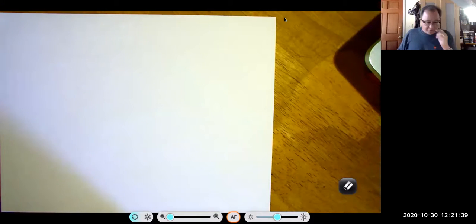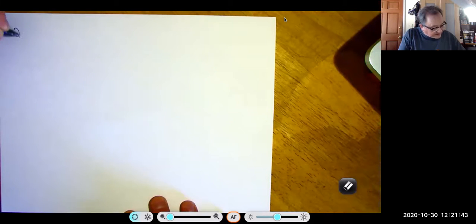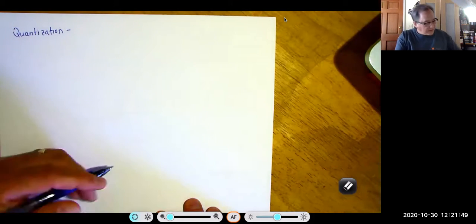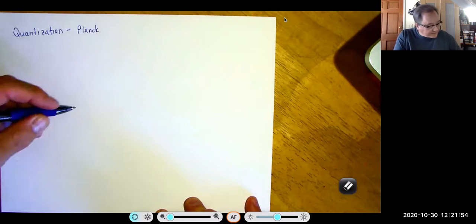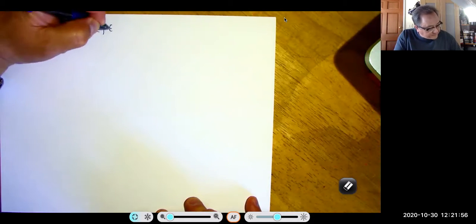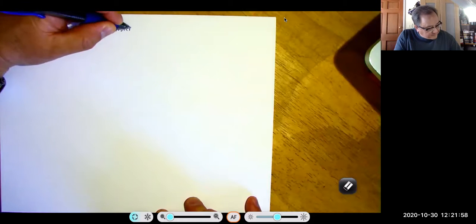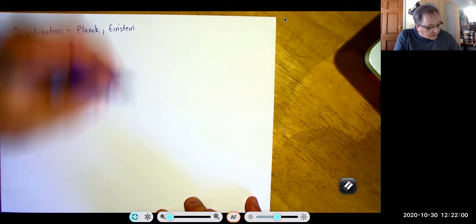Okay, so that's pretty much the first section. The next section is called quantization. And it talks about Planck, Einstein, energy and photons.